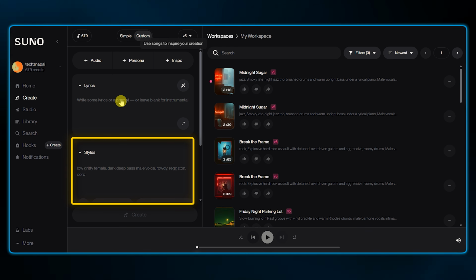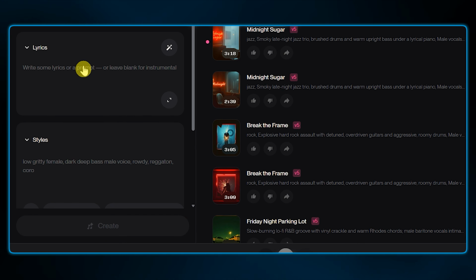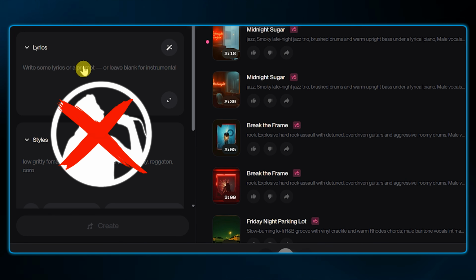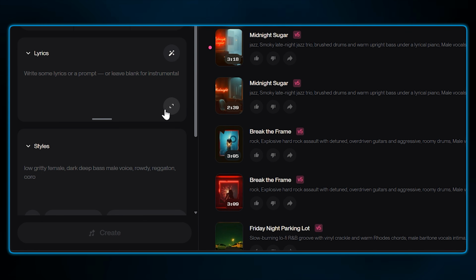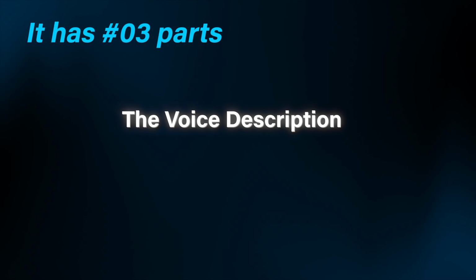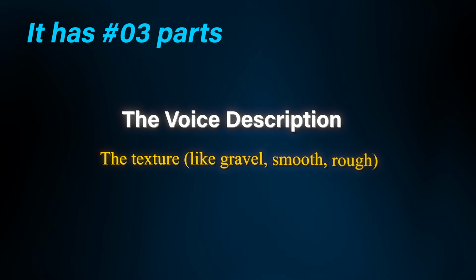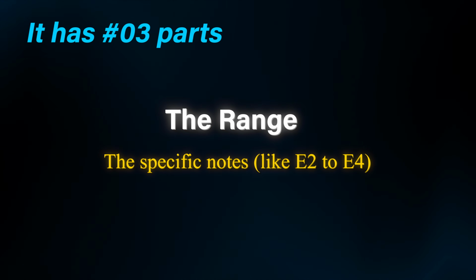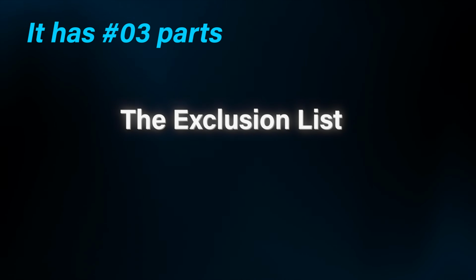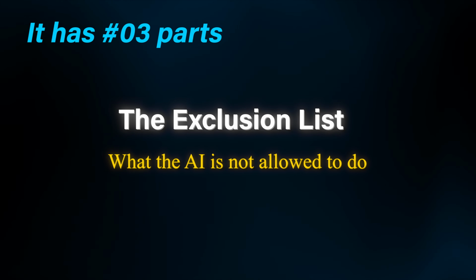Before we play the first clip, you need to understand the format. Most people put their style prompts in the style box. That's fine for genre, but for vocals, it's not enough. To control the vocal range, we are going to use a header. This is a block of instructions you paste at the very top of your lyrics box. It has 3 parts. The voice description, the texture, like gravel, smooth, rough, the range, the specific notes, like E2 to E4, the exclusion list, what the AI is not allowed to do.